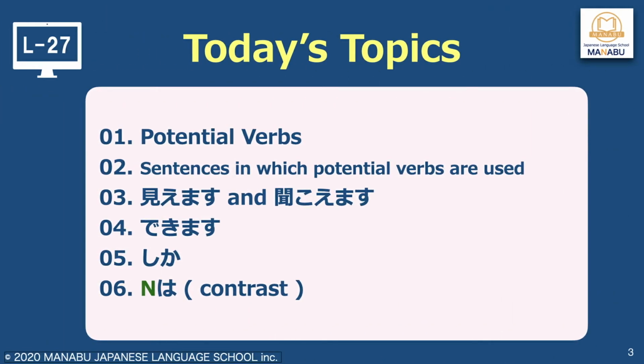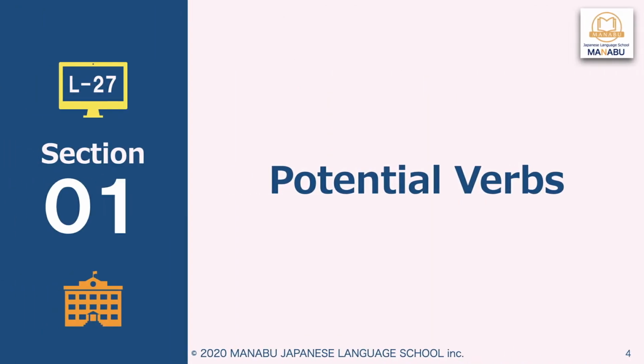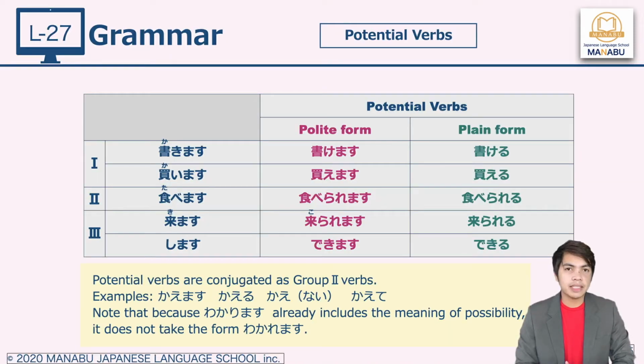So for today's lesson, we will learn the potential verbs. Grammar point number 1. Let's learn how to conjugate the verbs to their potential form. So basically, potential verbs in English means you can do this verb or you can do this action, or a certain action is possible. So first, let's learn how to conjugate the verbs to their potential form. Let's start from the group 1 verbs.